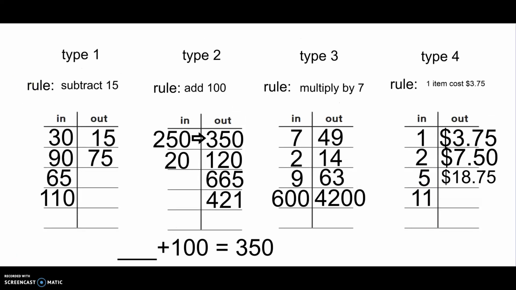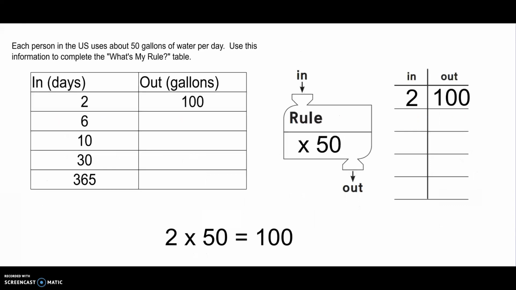So today we talked about the function machine for the What's My Rule puzzles. We talked about the 4 main types and thinking about what you need to do to solve them. Are you missing an input, an output, the rule? Tomorrow when you come into school, your entrance slip will be to solve some of these What's My Rule puzzles.